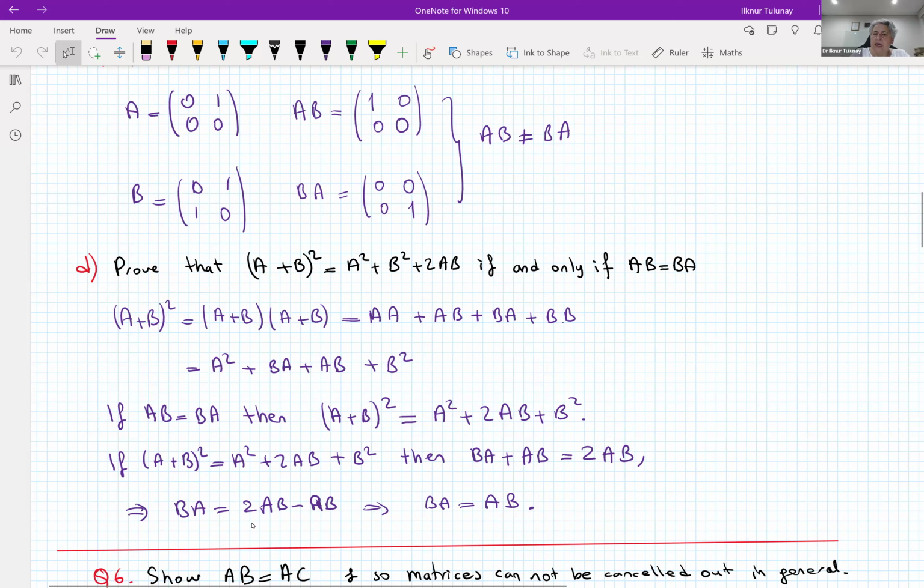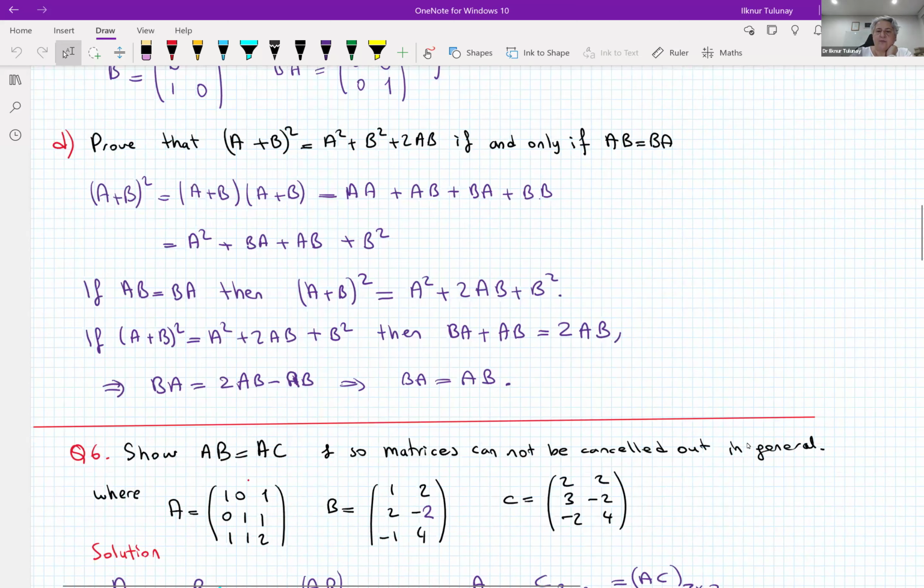Then AB plus BA is equal to 2AB, and I can take AB to the other side, and then I will have BA is equal to AB. I just separated these steps in order to prove it. I could do the if and only if case from here to here. I just wanted to explain a little bit more. That's all, I have done that.